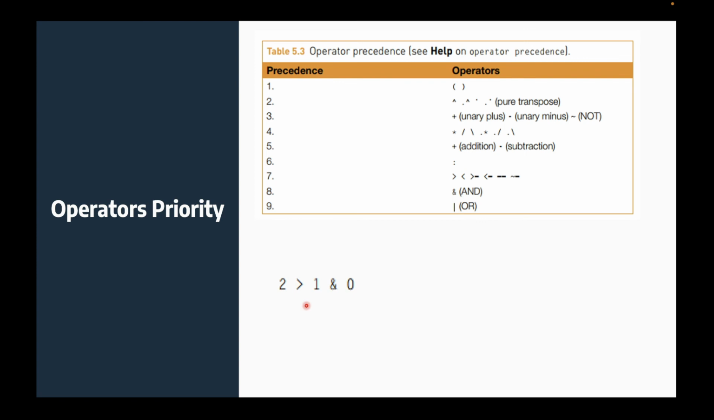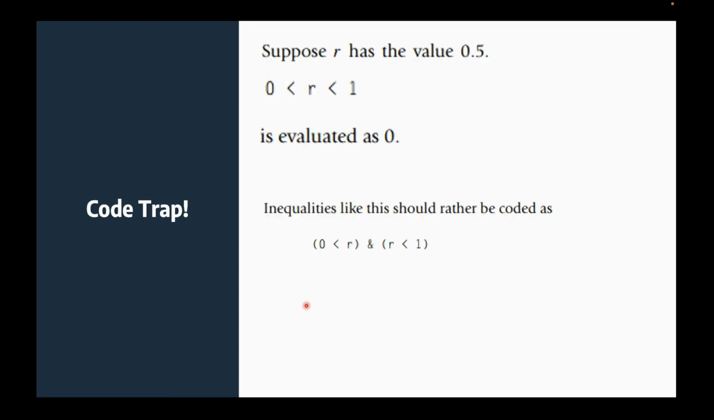But you need to know the priorities. Here all are indicating, like 2 greater than 1: is 2 as a number greater than 1? Now you say yes, true. True is represented as 1. Forget about the numbers now, it's just indicating true. Now true and false is going to give you false, which is 0.